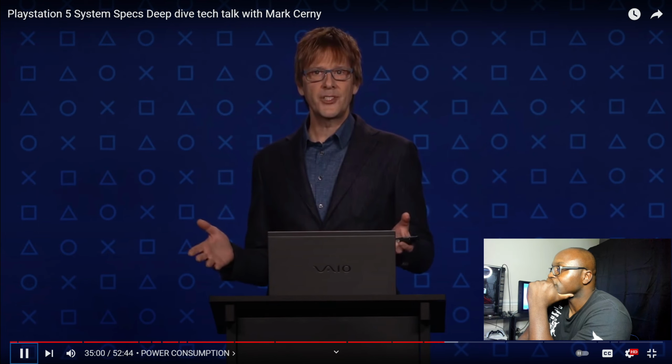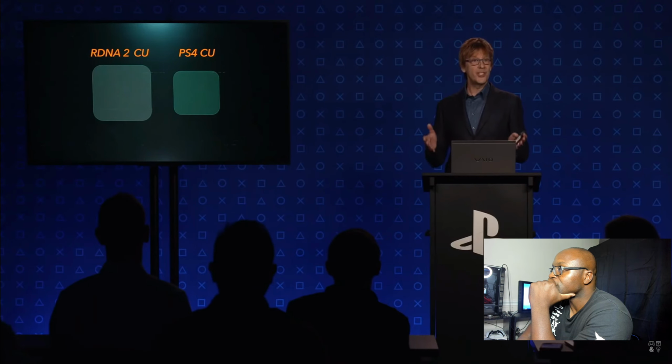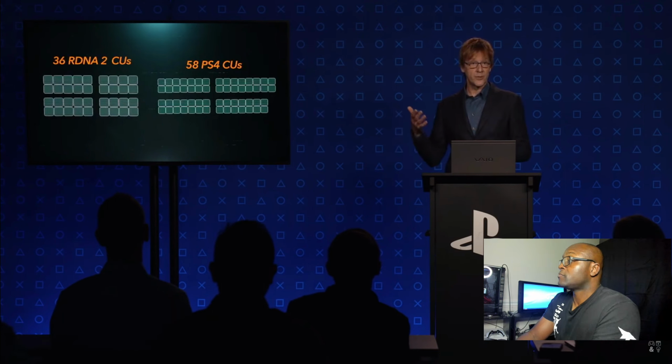So after much discussion, we decided to go with a very different direction on PlayStation 5. We built a GPU with 36 CUs. Mind you, RDNA 2 CUs are large. Each has 62% more transistors than the CUs we were using on PlayStation 4. So if we compare transistor counts, 36 RDNA 2 CUs equates to roughly 58 PlayStation 4 CUs. It is a fairly sizable GPU.